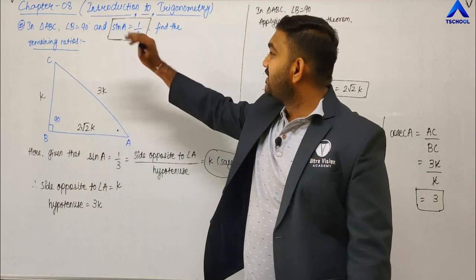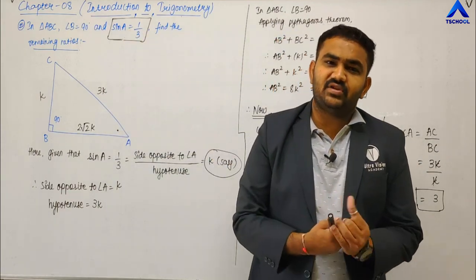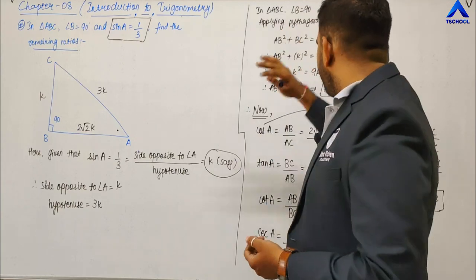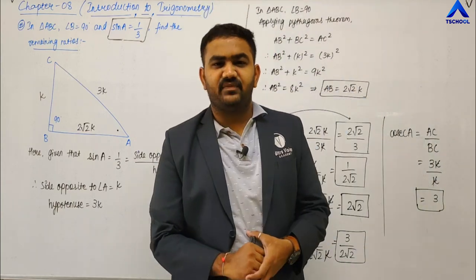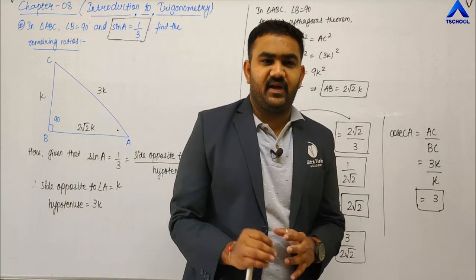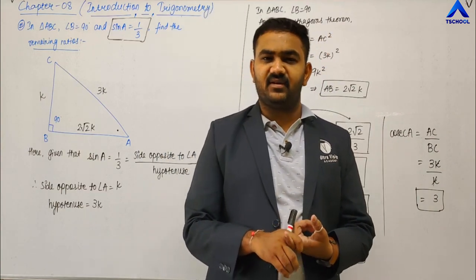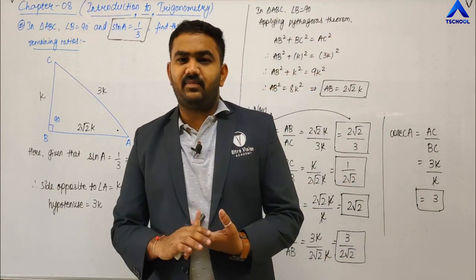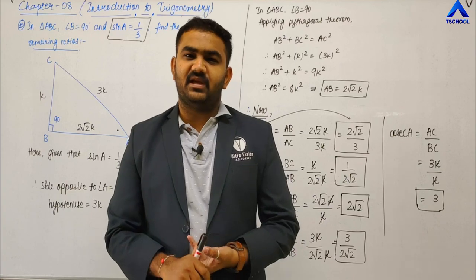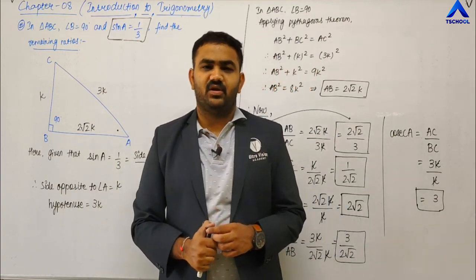Suppose here we were having sin A equal to 1 upon 3. Then we might have some other ratio that is given to us, and we need to find out the remaining ratios for each and every function. Friends, this is about finding out the ratios. So today we learned about the trigonometric ratios, 6 different ratios, and an example to solve how to find out the remaining ratios given that one of the ratios is sin A equal to 1/3.